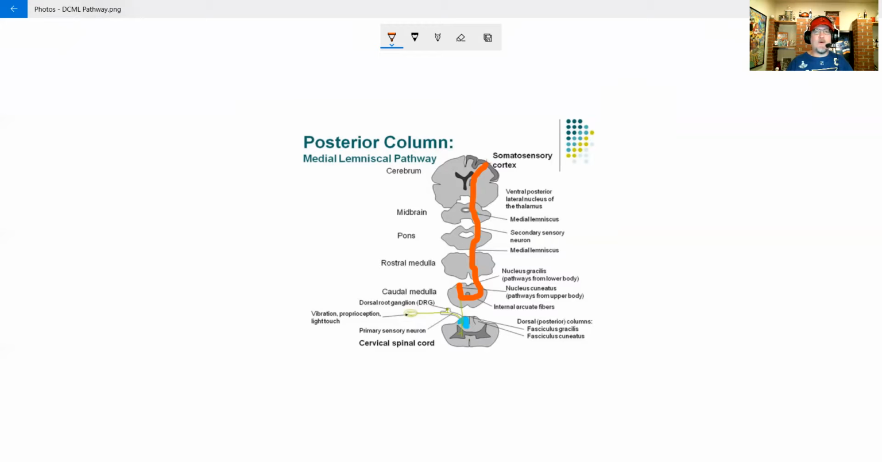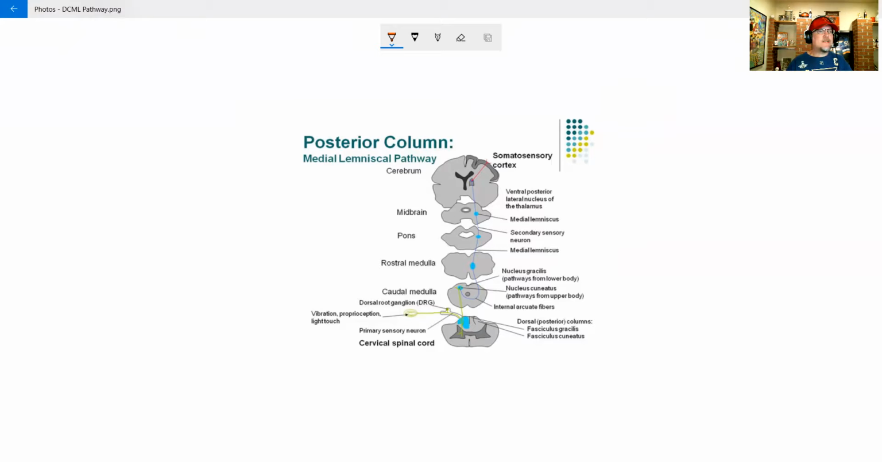All right. Now, the information that's carried along this pathway is, again, very high order information: fine touch, vibration, two-point discrimination, proprioception from the skin and the joints. This information is transmitted to the primary somatosensory cortex in the post-central gyrus region of the parietal lobe. All right, stop sharing this screen.